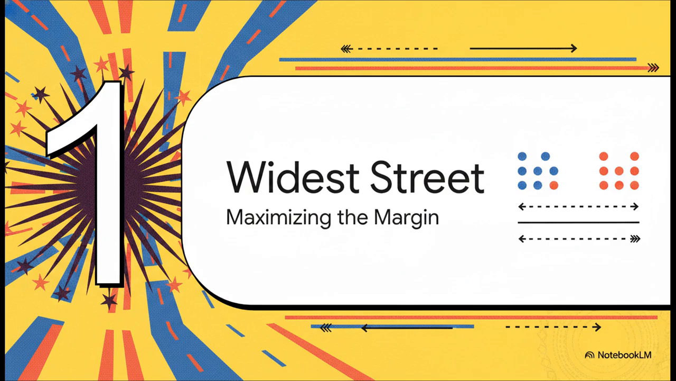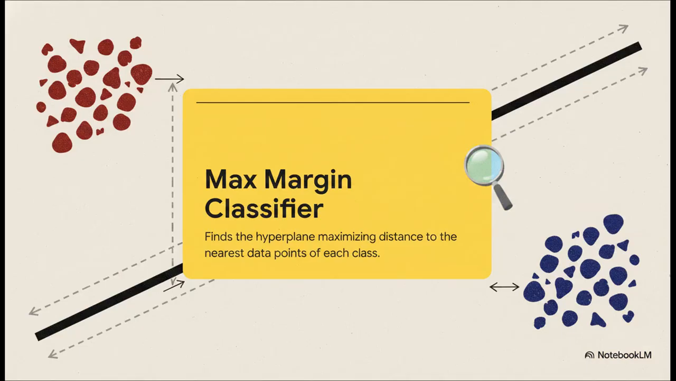Let's look at the foundational geometry here and see how we actually find that perfect, wide boundary mathematically. What we are essentially building is known as a maximum margin classifier. Assuming we have linearly separable data, meaning stuff you can perfectly slice with a straight line or a flat plane, our goal is to find the specific hyperplane that maximizes the distance to the nearest data points of each class. Because remember, a wider margin means the algorithm isn't just taking a wild guess. It's actually found the safest, most stable dividing line possible, which gives it maximum confidence.